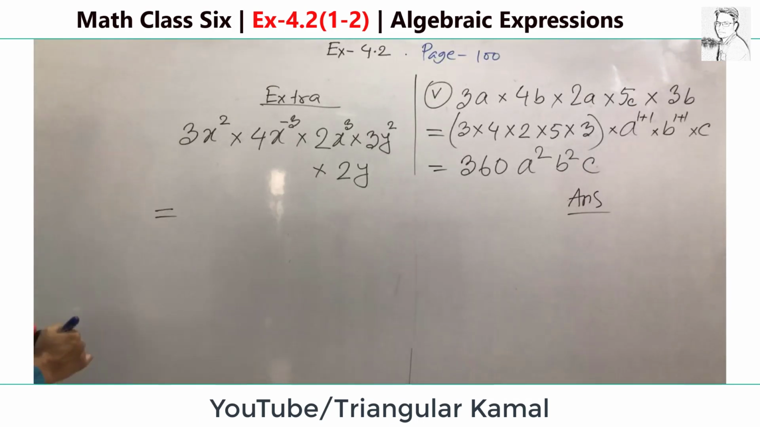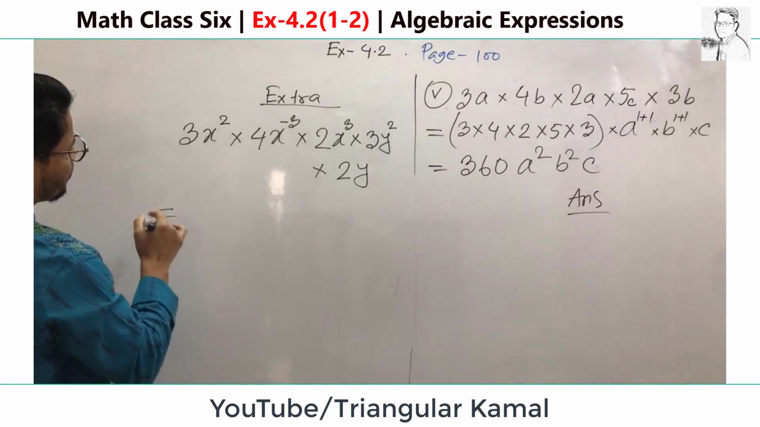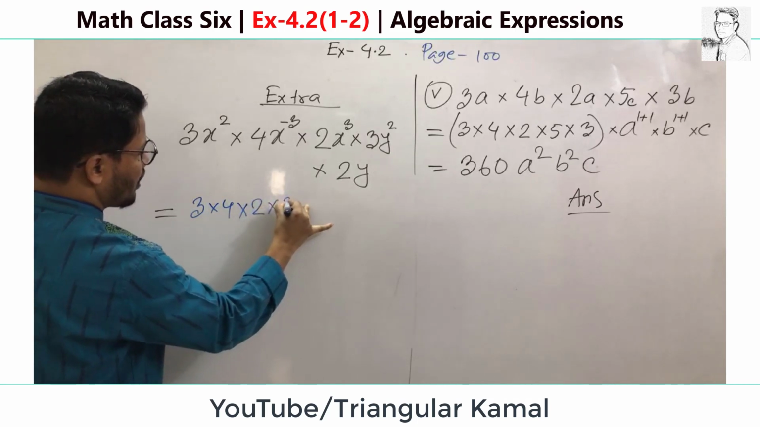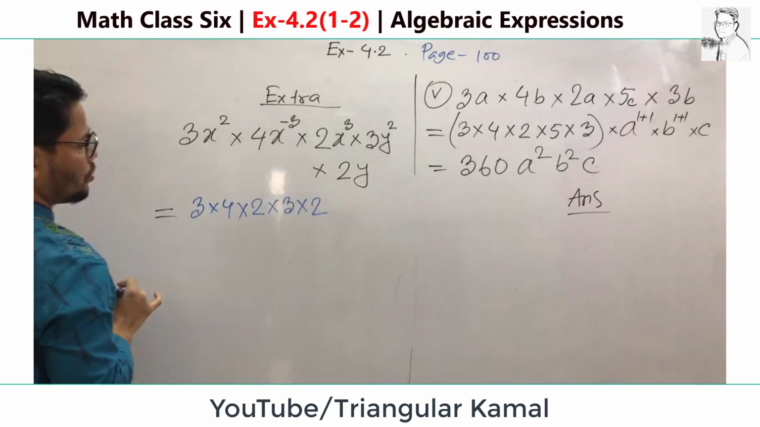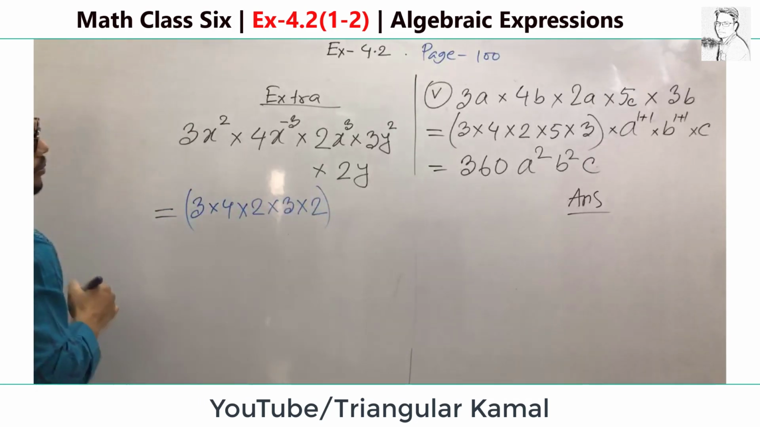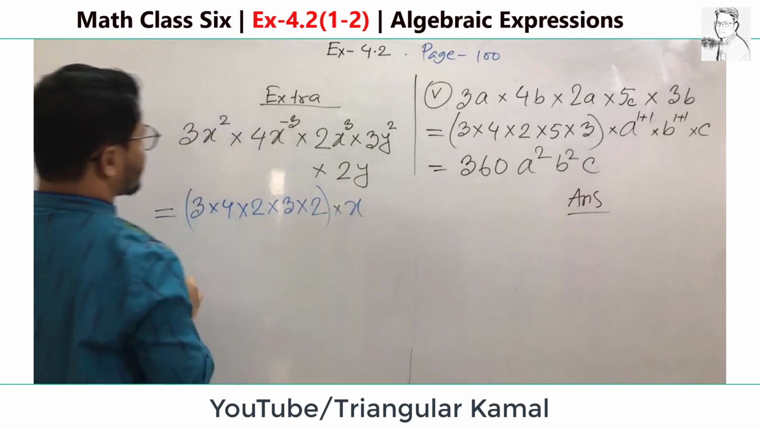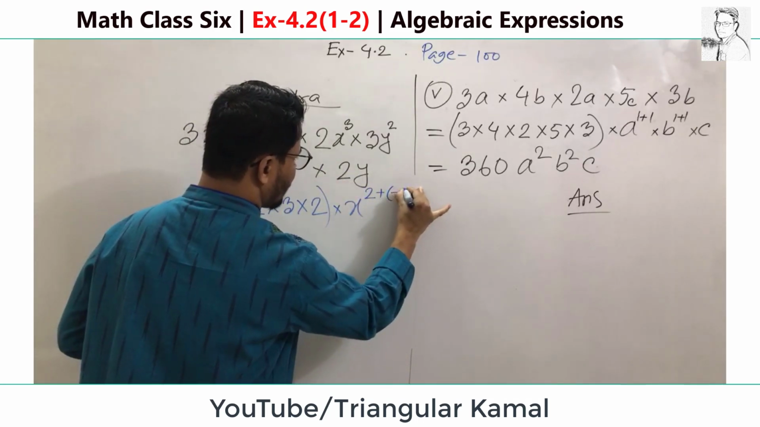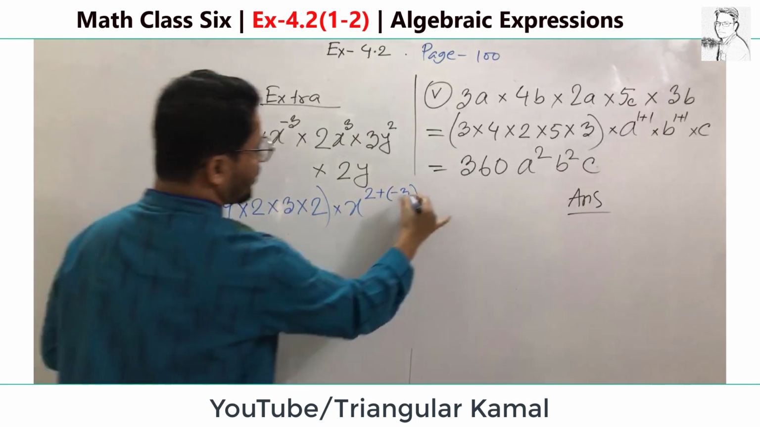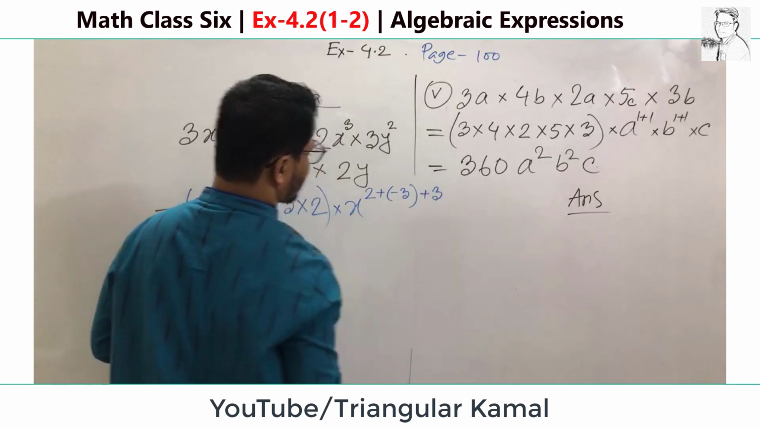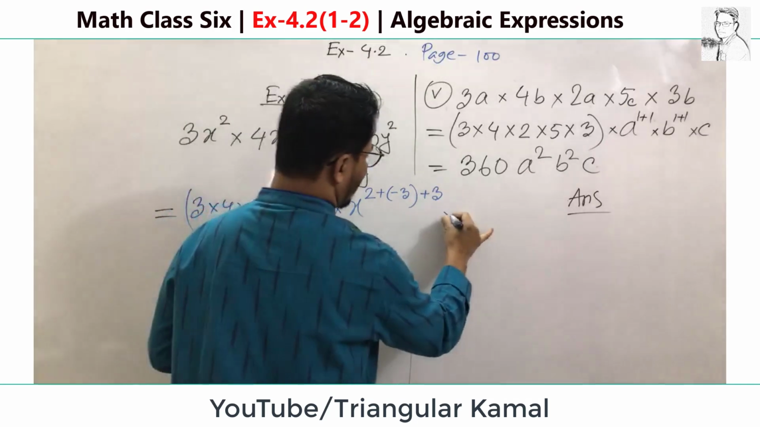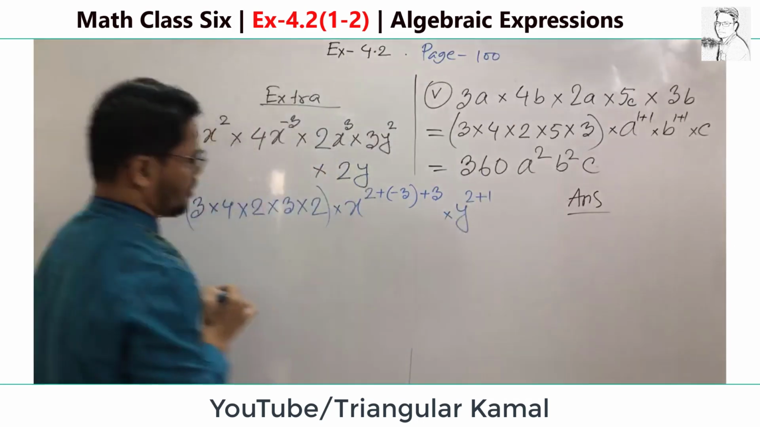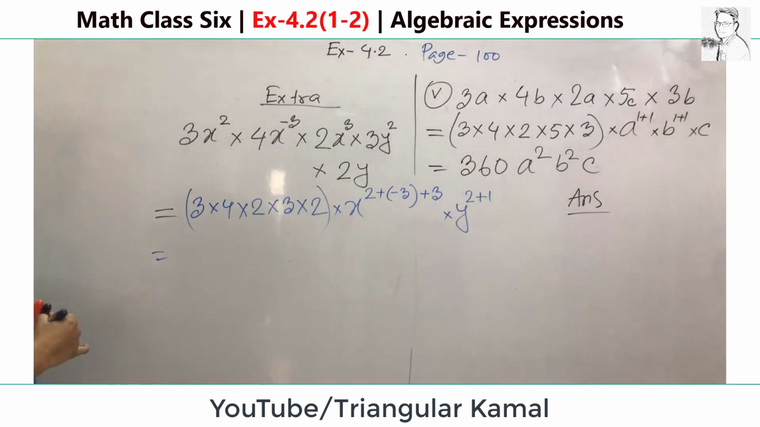Please, this answer will be 3 multiply 4 multiply 2 multiply 3 multiply 2. This all a numerical number and then multiply with x to the power 2 minus 3, so this is the 2 plus minus 3 and then plus 3. The x is complete. Now y. The y is 2 plus 1. Now multiply this one again.